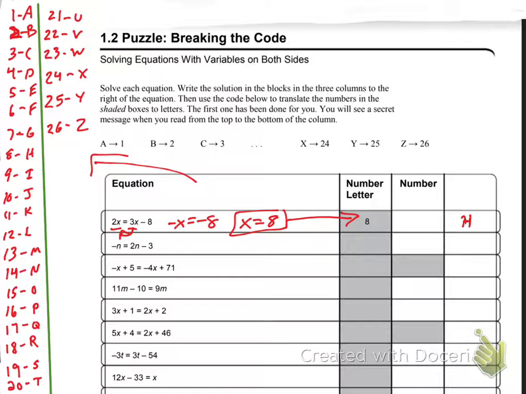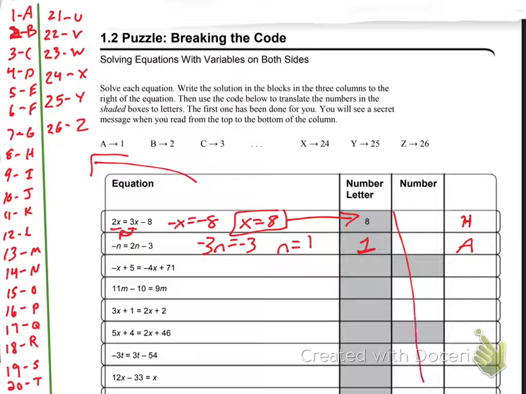In the second one, I have negative n equals 2n minus 3. So I got to solve for n. So I'm going to minus 2n on each side. So it's going to be negative 3n is equal to negative 3. Divide each side by negative 3 to get n alone, and you get n is equal to 1. So I'm going to put number 1 in here. I go up here. The first letter of the alphabet is A. And that's all you got to do.